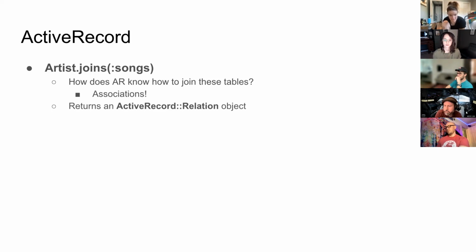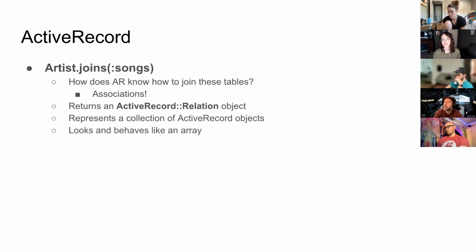And when you were looking through this, we were speaking about this mostly as an array of artist objects, or an array of objects modeled as artist objects. And specifically, this is returning an array-like object that is called an Active Record relation object. And it represents a collection of these objects. You can basically think of it as something that will look and behave like an array.